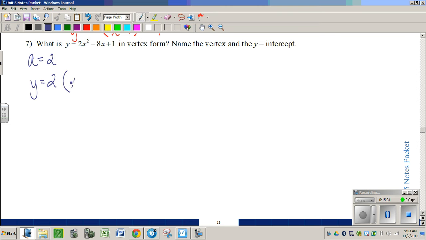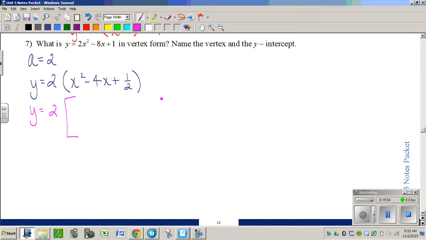So we have 2, so this is going to be x squared minus 4x plus, wait for it, oh my god, it's a fraction. Okay, so I took out my GCF of 2, and I now have x squared minus 4x plus 1/2. It's alright, we're working with the fraction, you'll be okay, I promise.